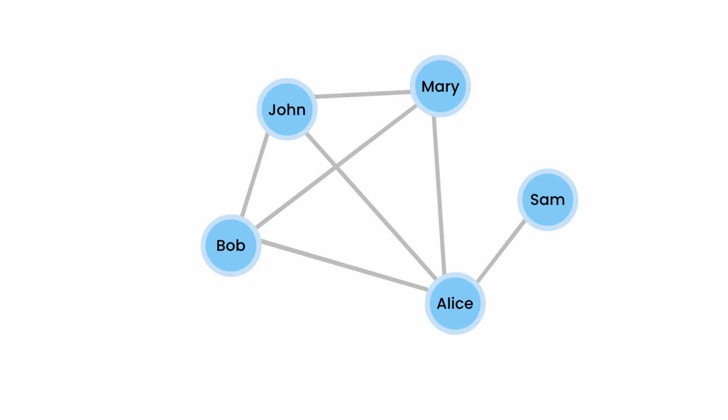If 2 nodes are directly connected, we say they're adjacent or neighbors. So here John and Bob are adjacent or neighbors, but John and Sam aren't because they're not directly connected.